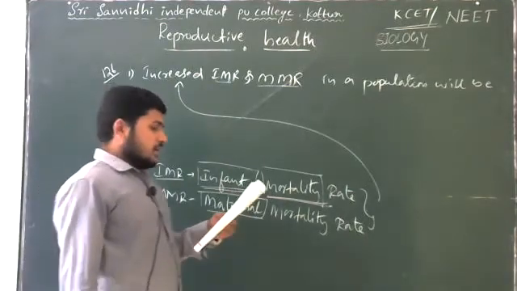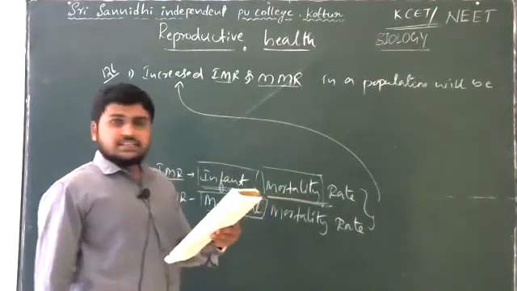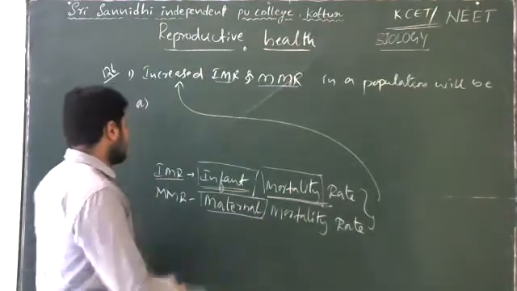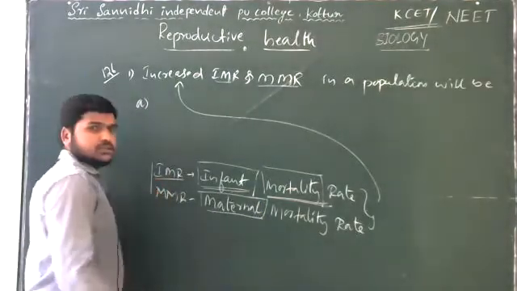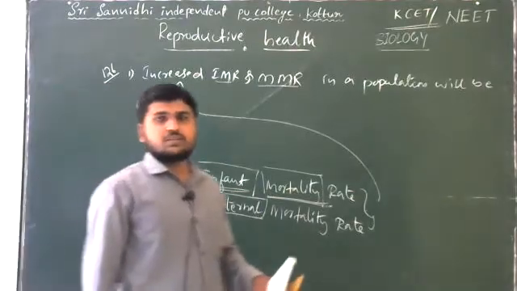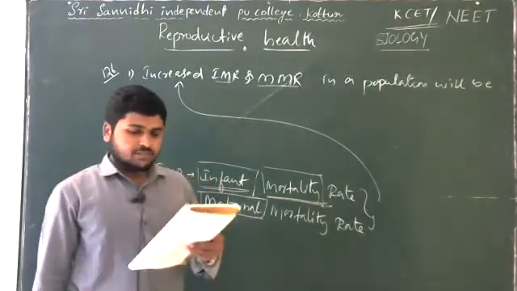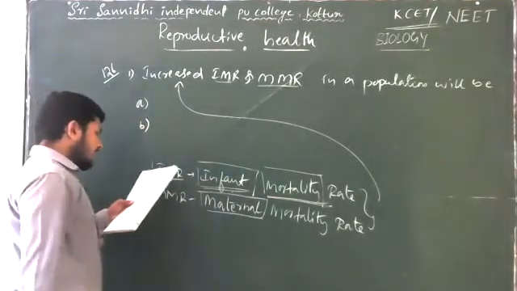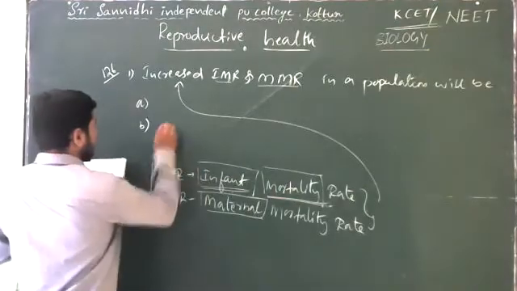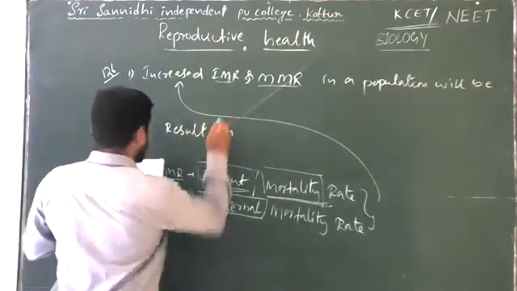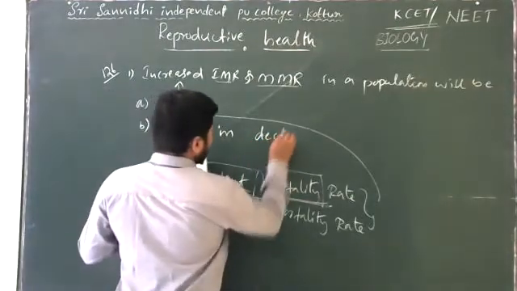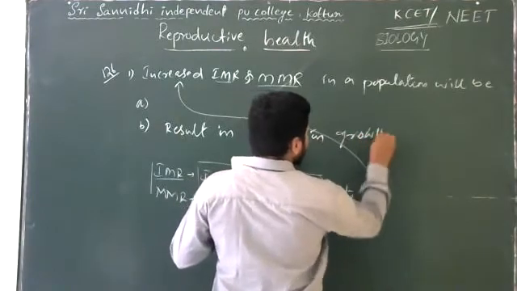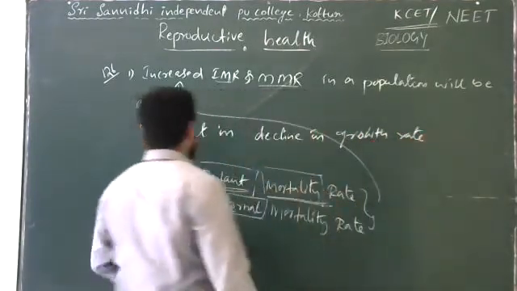The first option says it causes rapid increase in population growth. That is wrong. If IMR and MMR increase, there is no increase in population growth. Population growth will decrease, right? The second option says result in decline in growth rate. Decline is a decrease in the growth rate. That is correct, right?